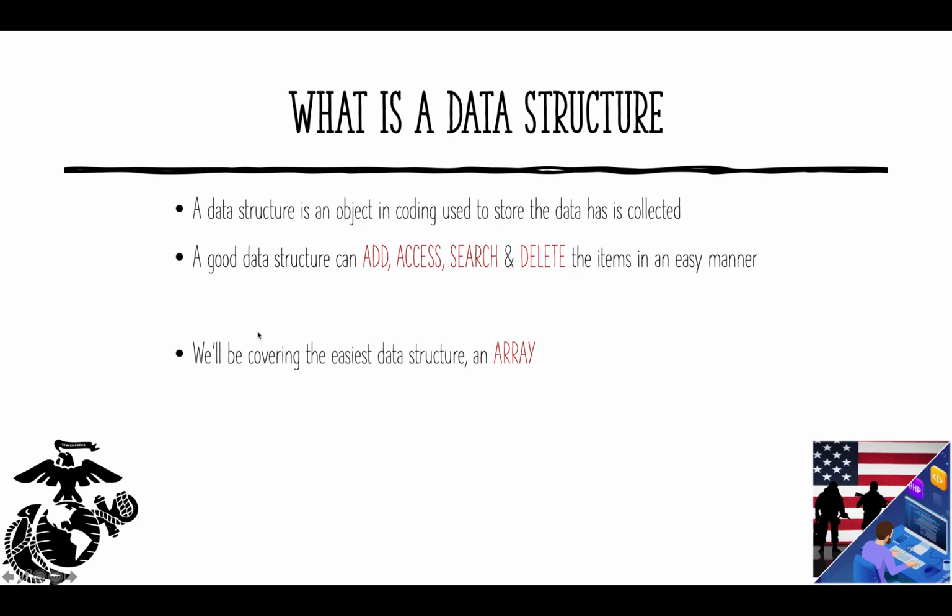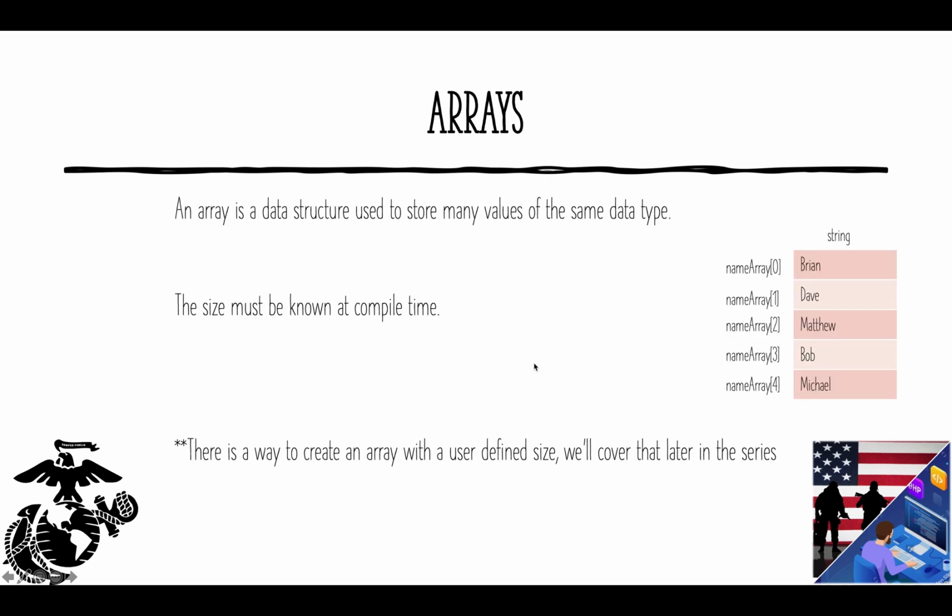Today we'll be covering the easiest data structure around. It is called the array. An array is a data structure used to store many values of the same data type. That's important, of the same data type. Now here's an example of what it looks like.